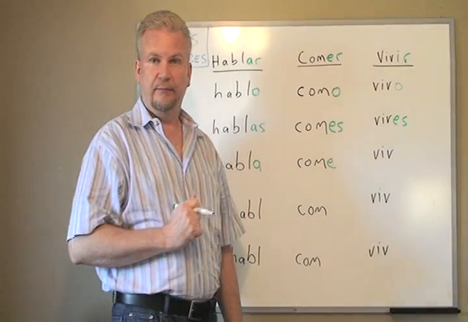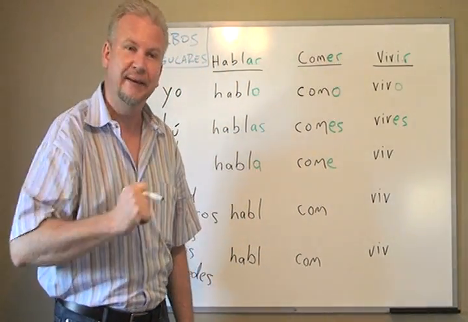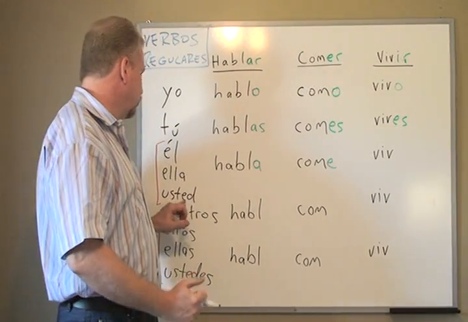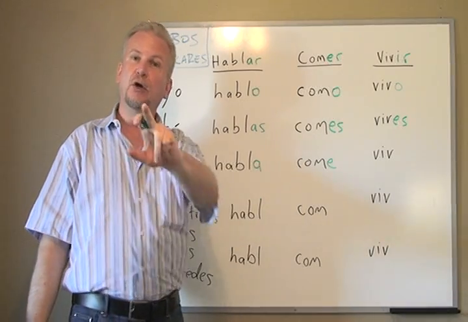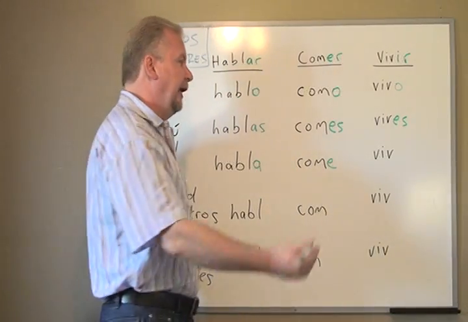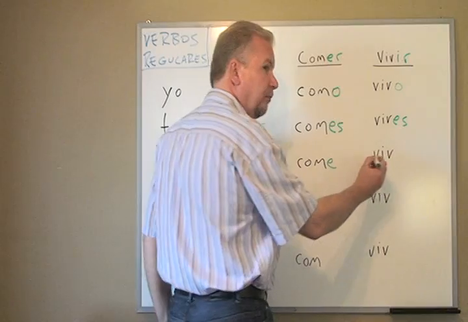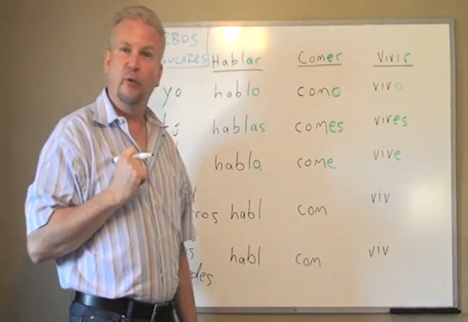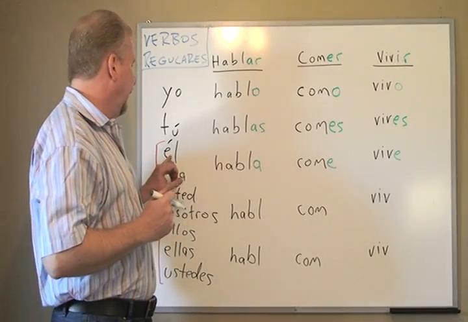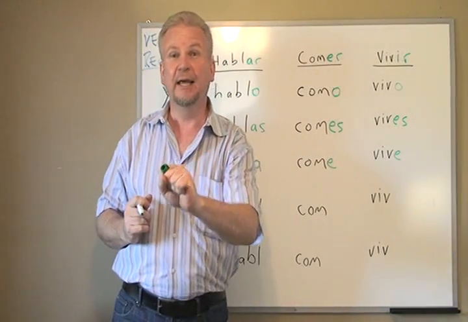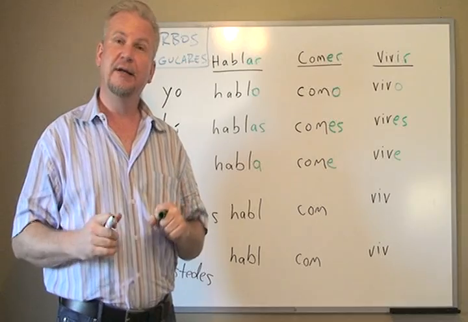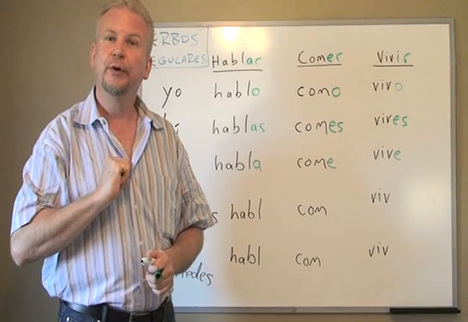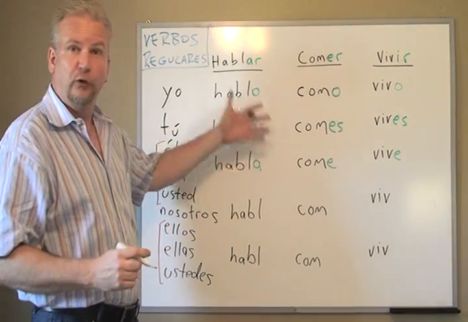When we get to the ER verb, comer, we put an E on the end. Él come, he eats. Ella come, she eats. Usted come, you eat. And the IR verb, nope, no I here. Again, we stick with the letter E. Él vive, he lives. Ella vive, she lives. Usted vive, you live. So far, so good.